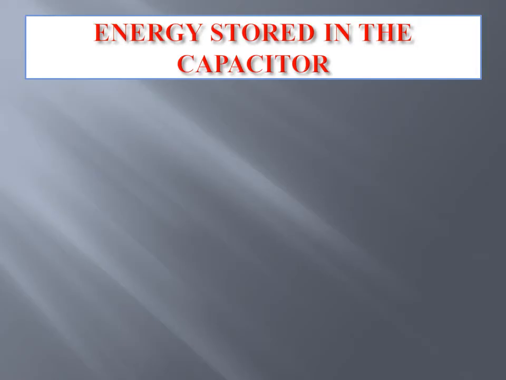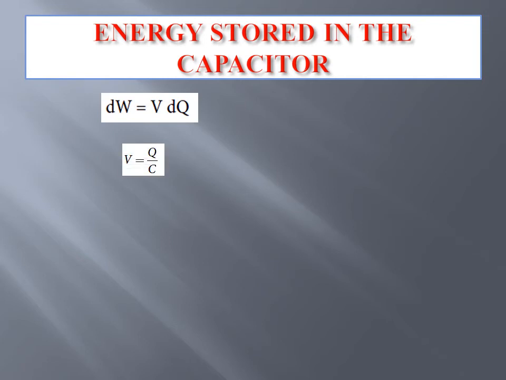Next, we have to calculate the energy stored in the capacitor. As you know, energy deals with the work done. So, dW is equal to V into dQ. Now, what is V? C is equal to Q by V, or V is equal to Q by C. Next, the work done W is the integral of Q by C dQ within the limits 0 to Q.